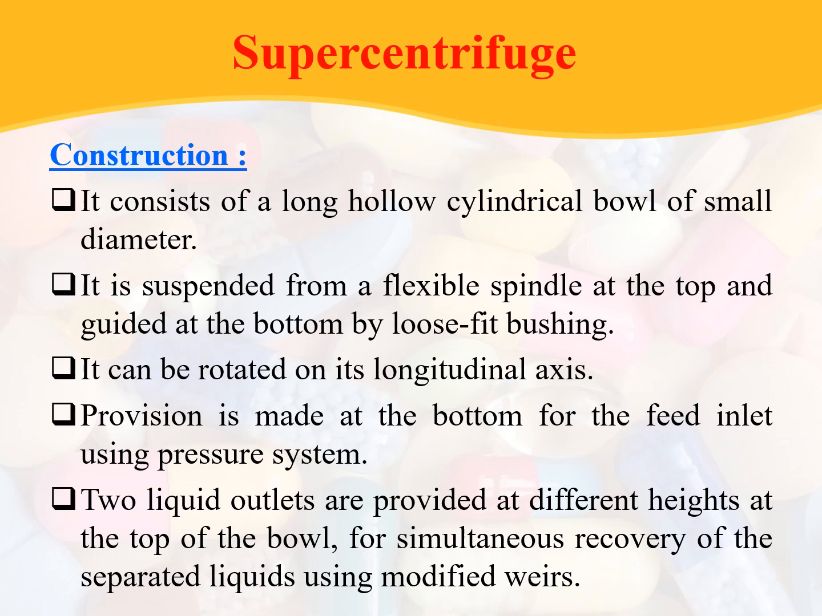Coming to the construction, it consists of a long hollow cylindrical bowl of small diameter. It is suspended from a flexible spindle at the top and guided at the bottom by a loose wick bushing. It can be rotated on its longitudinal axis, and provision is made at the bottom for the feed inlet using a pressure system. Two liquid outlets are provided at different heights at the top of the bowl for simultaneous recovery of the separated liquids using modifier weights.